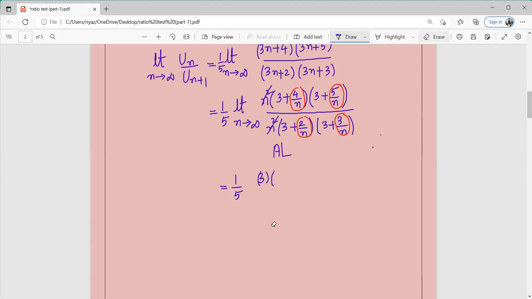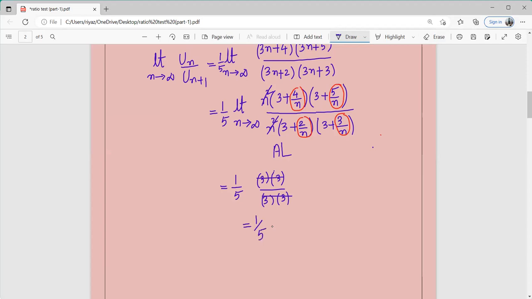Okay, let me write it clearly. Divided by 3 into 3. Yes, 3 into 3. So 9 is also left. Again 3 here. Again 3 here. So all the 3s are cancelled. What is left of? This will cancel. We are left with 1/5.